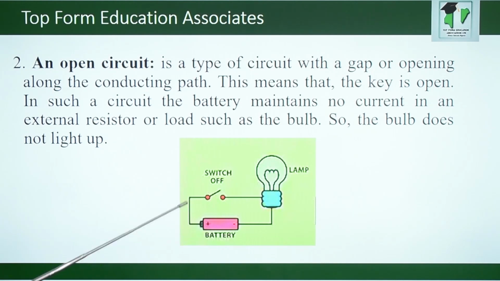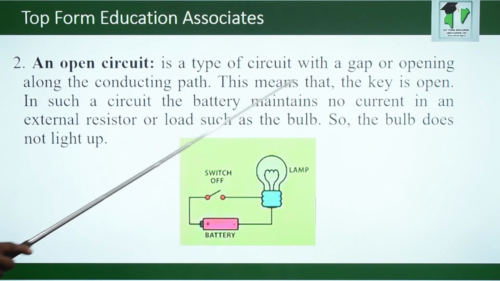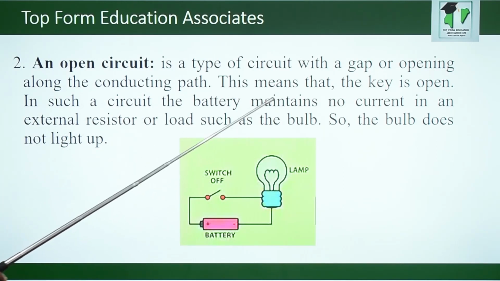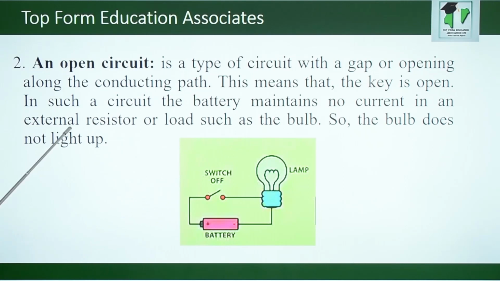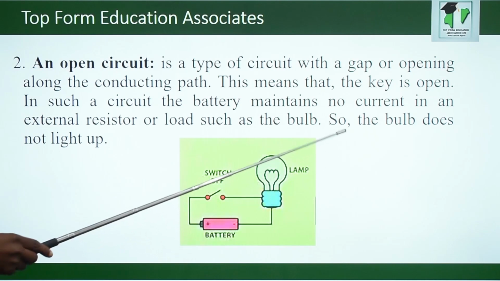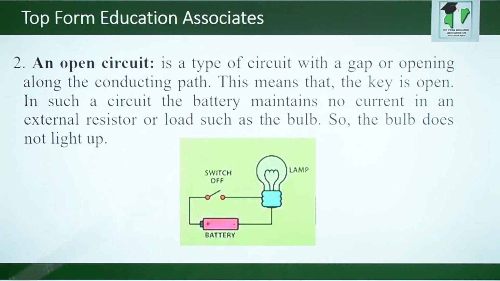There's the battery, current flowing from here. But it cannot flow because there is opening. Here's a gap. Are you getting it? So this means that the key is open. You can see the key is open. In such a circuit, the battery maintains no current in an external resistor. It doesn't give any current to the external resistor. Example is the bulb or the load, such as the bulb. So the bulb does not light up. So here the bulb does not light up. So we call such circuits open what? Circuits, because the key is what?